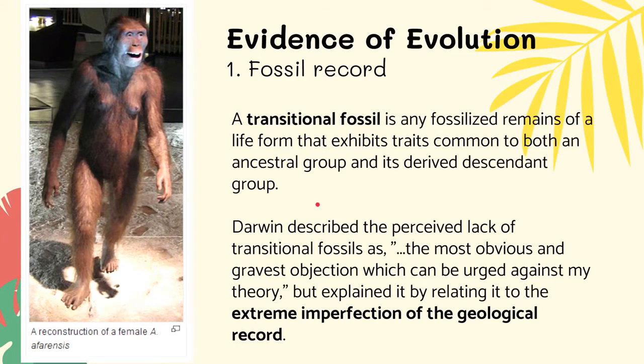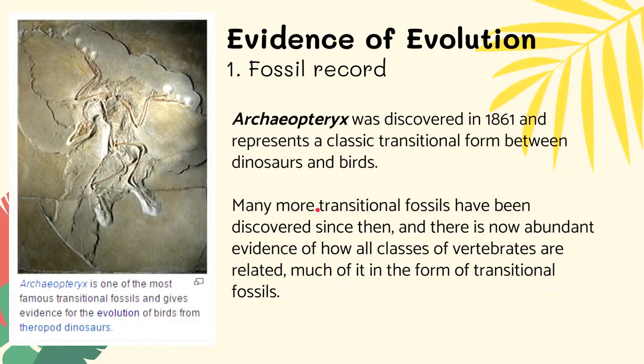So Australopithecus afarensis was a transitional fossil for hominids, and we have another transitional fossil here, Archaeopteryx. Okay, so Archaeopteryx is one of the most famous transitional fossils and gives the evidence of evolution of birds from theropod dinosaurs. So as you can see, the body of this Archaeopteryx was perfectly preserved.